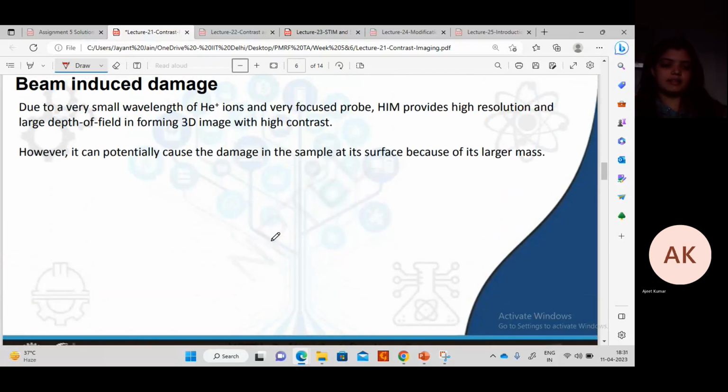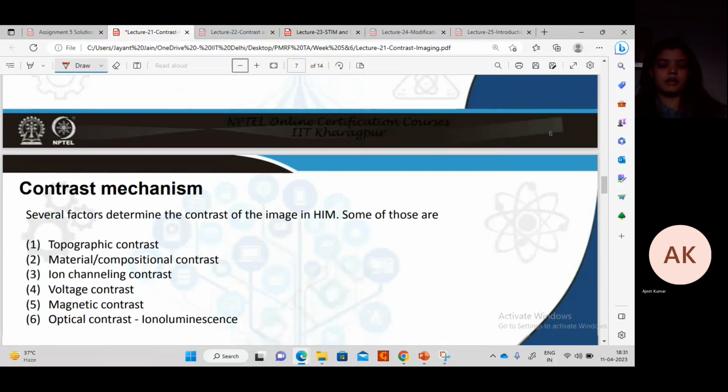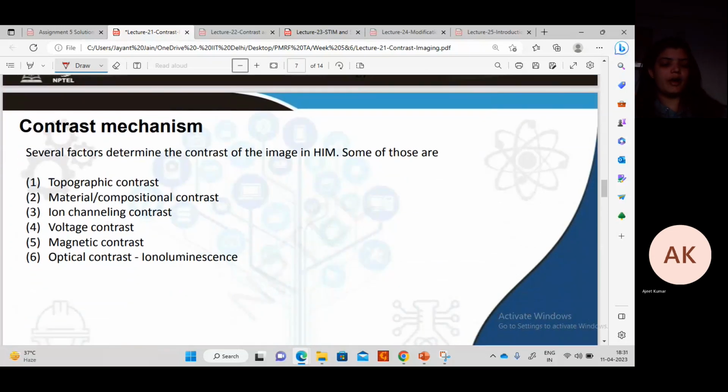Though we cannot go as far as saying it causes no damage, it can affect the sample surface because of the larger mass. And BSE mode is not usually preferred for ion. You have to remember this for sure. There are different types of contrast mechanism, like topographical contrast because of variation in the sample surface height, and then material contrast if a higher element is present.